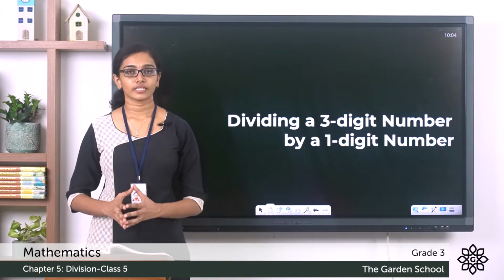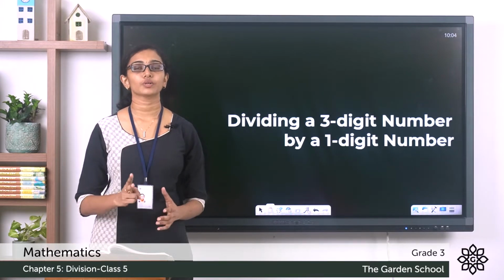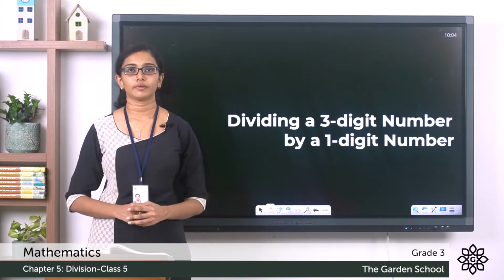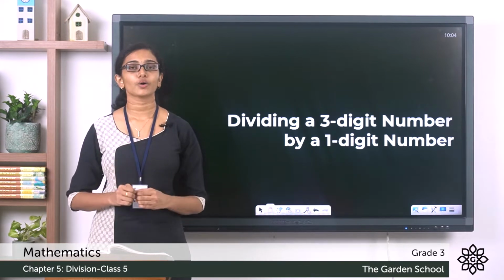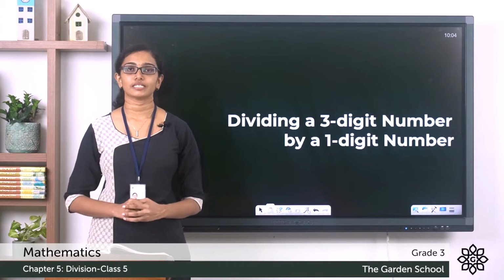We are learning about division. In the previous class, we learned how to divide a 2-digit number by a 1-digit number. In this class, we are going to learn how to divide a 3-digit number by a 1-digit number.